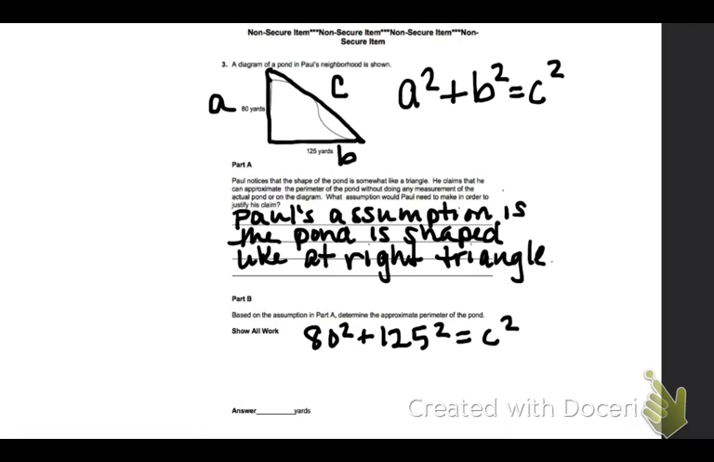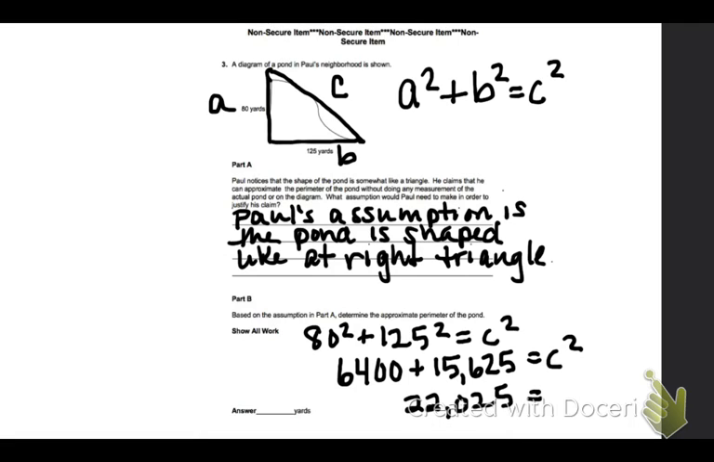Luckily enough, I get a calculator. So that's 6,400 plus 15,625, and that equals c squared. I add those two together, and I get 22,025 equals c squared. Then, luckily enough, I have my square. The inverse of a square is a square root. And luckily, I still have my calculator up, and c equals 148. But I'm not done, right?